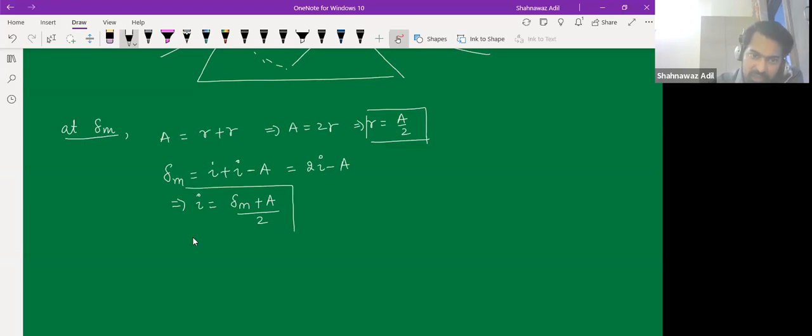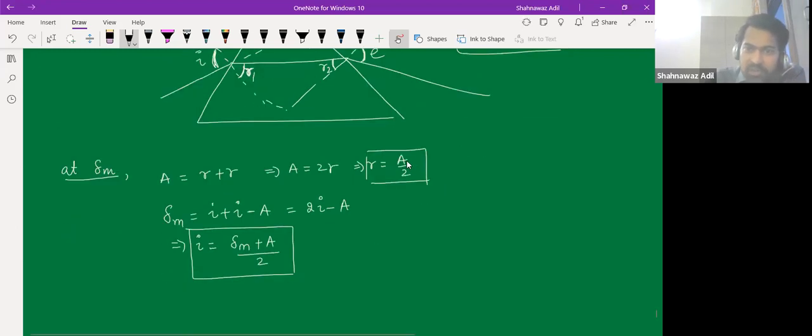This is the angle of incidence. Is this clear, guys? Yes, sir. So we have this angle of incidence, we have the angle of refraction. Then remember, this angle of prism is not small.